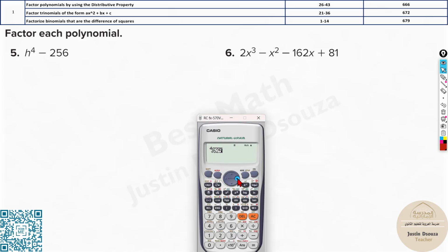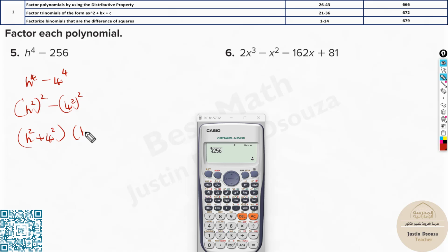Now here in the radical, 4 to the power 4 is 256. The answer is 4. And now what you do is h to the power 4 minus 4 to the power 4. This can be written as h squared the whole power 2 minus 4 squared to the power 2. It'll be h squared plus 4 squared, and this is all squared. That's done.